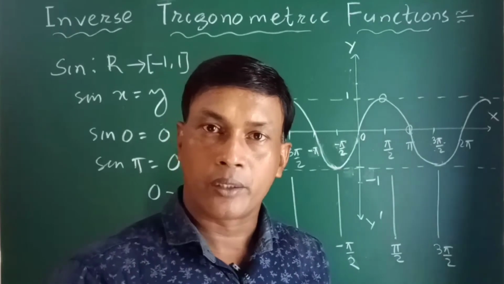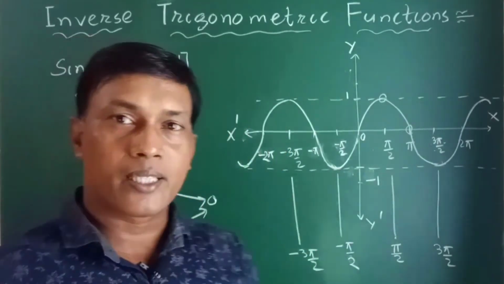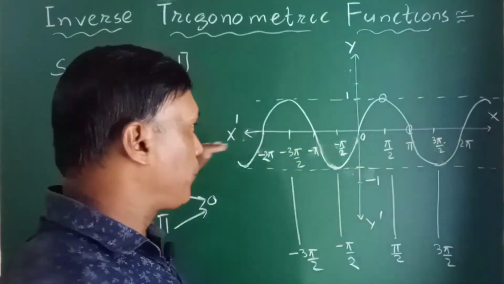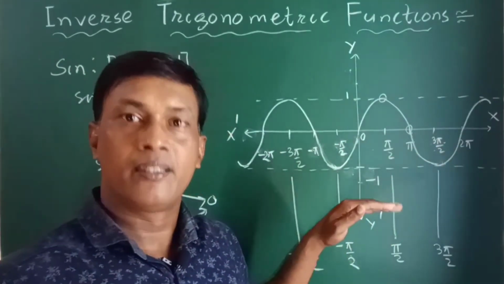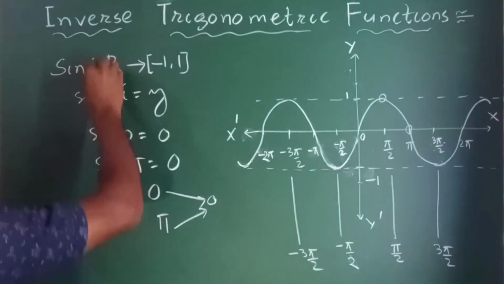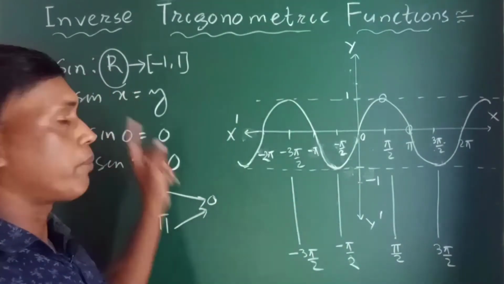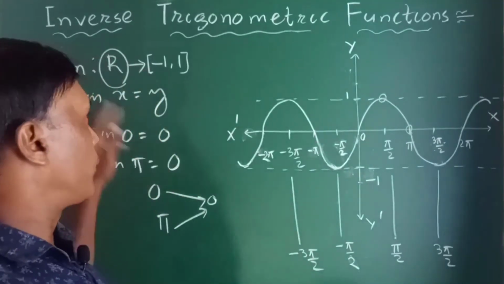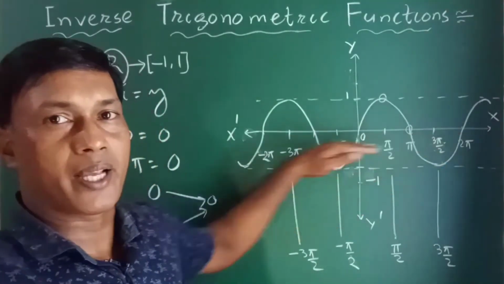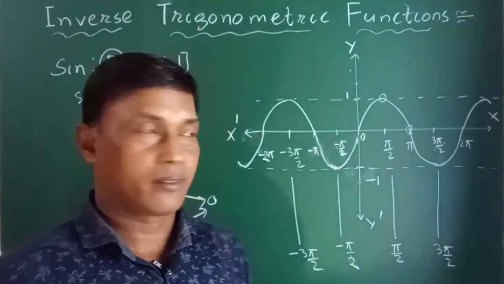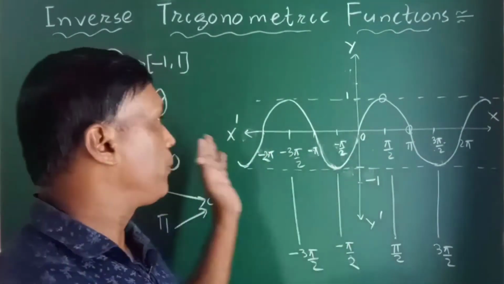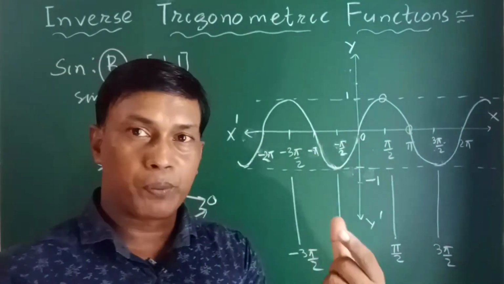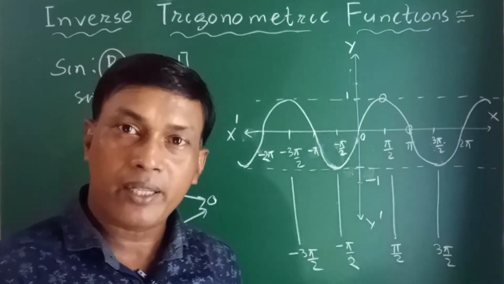Now dear viewers, the important thing is that this is not bijective on the entire number line. If you consider the entire real number set as the domain, then the inverse does not exist. The function sine is not bijective when the domain is the entire real number line. But if you restrict the domain R, if you partition this real number line into smaller intervals, then it may be bijective.